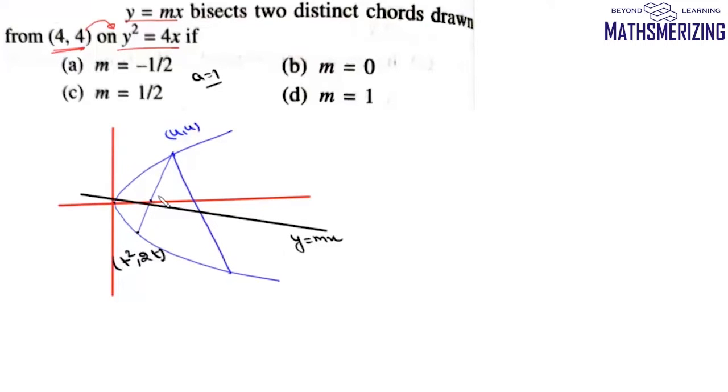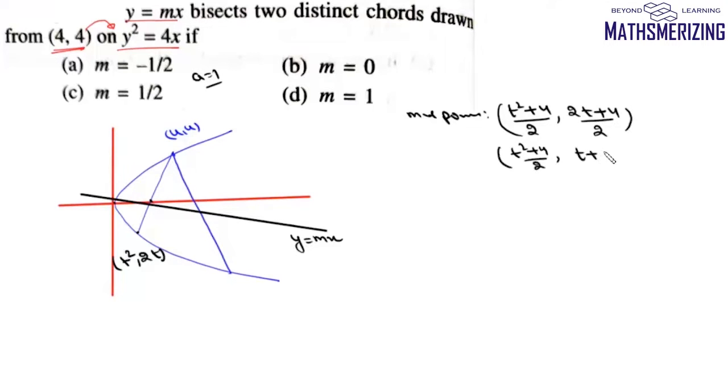Now we'll find the midpoint of this chord. So what's the midpoint of this chord? It will be ((t² + 4)/2, (2t + 4)/2). So it will be ((t² + 4)/2, t + 2). Now this midpoint lies on this line, which is y = mx. So we'll put the value of x and y.